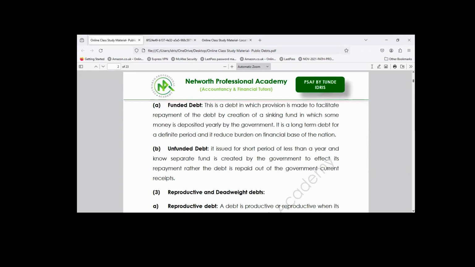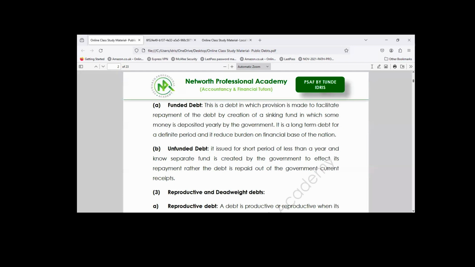Funded debt is a long-time government debt where a sinking fund account is created to facilitate its repayment. How? Government borrowed money externally, an external loan. They give them a moratorium period of 2 years or 3 years. Moratorium period means grace period.